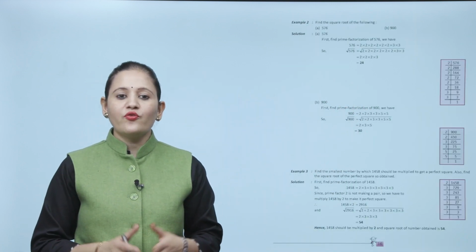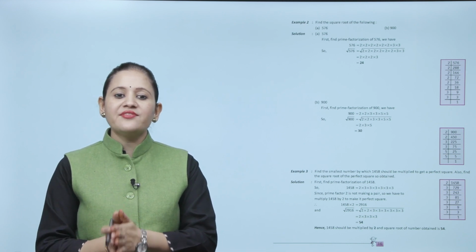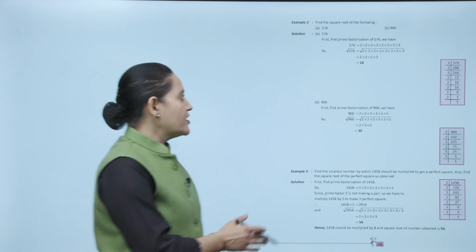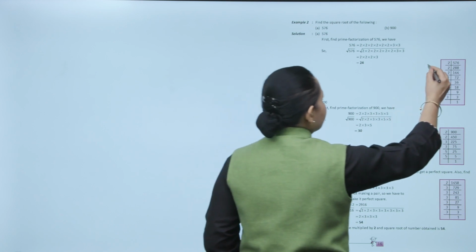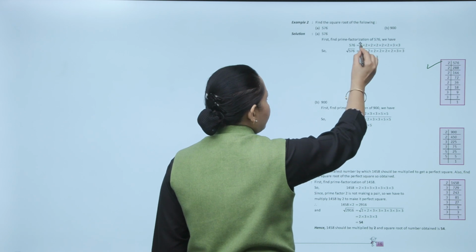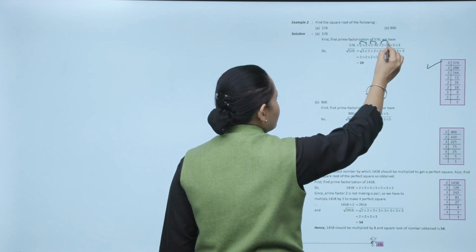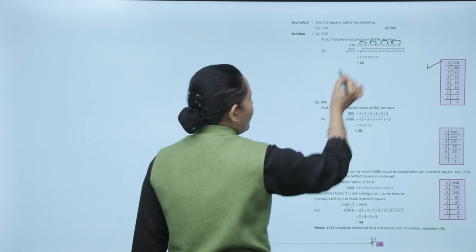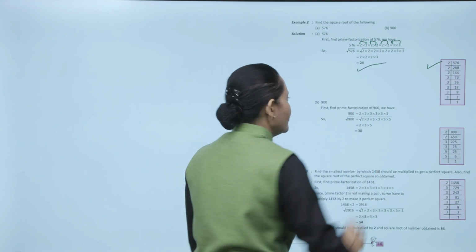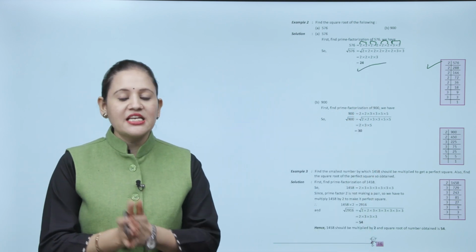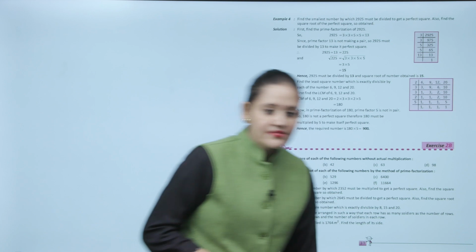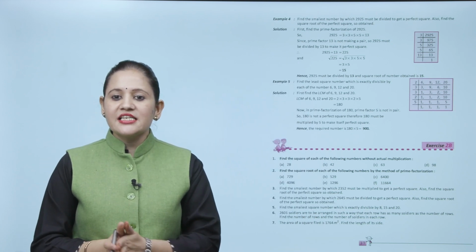Next is example 2. Find the square root of the following. First is 576. So we have to find the square root by prime factorization. So first we will do the prime factorization of 576. Now it can be written like this. So we'll make pairs, and we'll take one number from each pair. So that is 2 multiplied by 2 multiplied by 2 multiplied by 3, that is 24. So the square root of 576 equals 24. Next is exercise 2b.